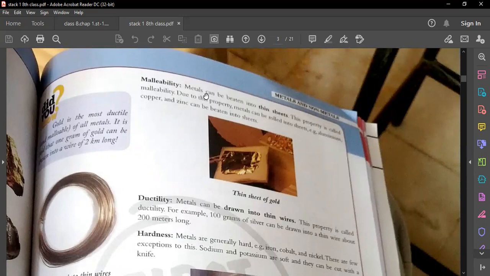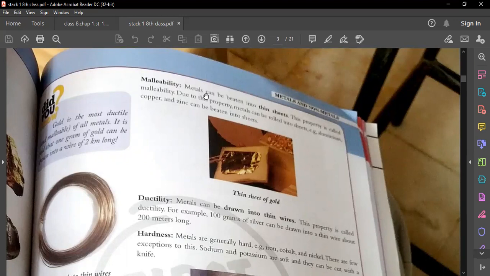But from the exam point of view, which one is the most malleable metal, if they ask? Gold. Gold is the most malleable metal. You can make a very, very thin sheet of gold. That's why we use it in the making of jewelry.